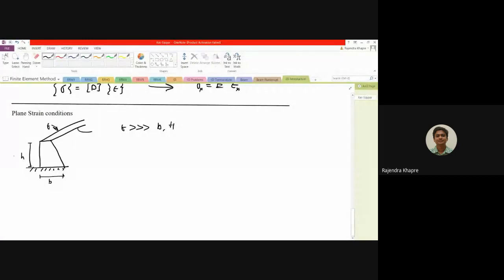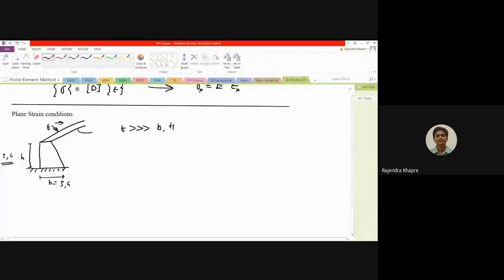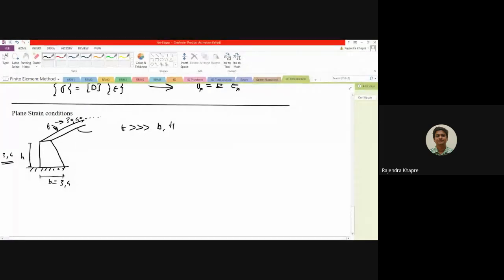In real-life problems, you will find that in this particular case your width may be something like 3 meters or 4 meters, and the height may also be 3 or 4 meters. But the third dimension can be even 30 meters or 40 meters and so on. So the third dimension is very, very large in the plane strain case. Since the third dimension is very large, the strain, that is the change in length upon the original length, is very unlikely to arise in the third direction because of the loading condition.